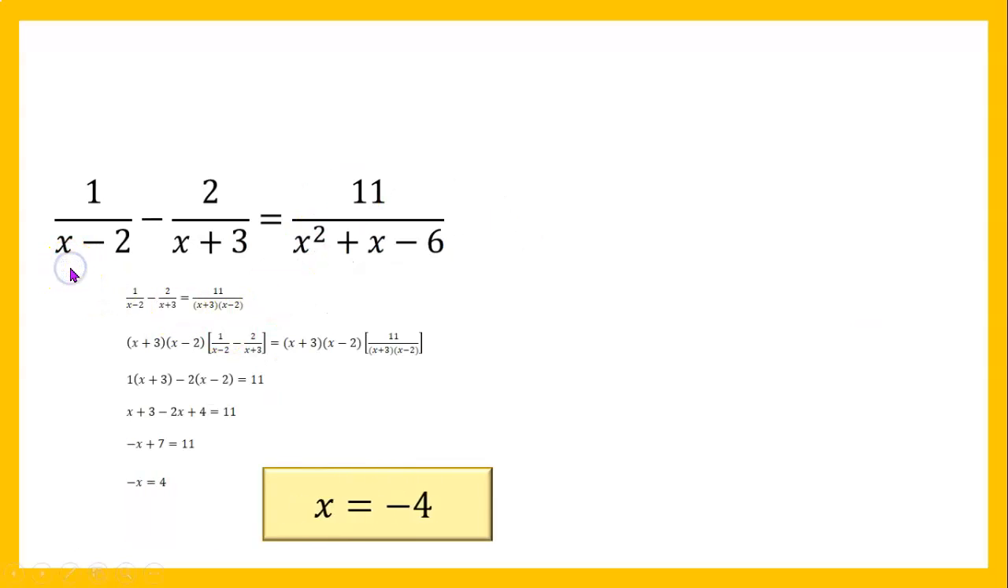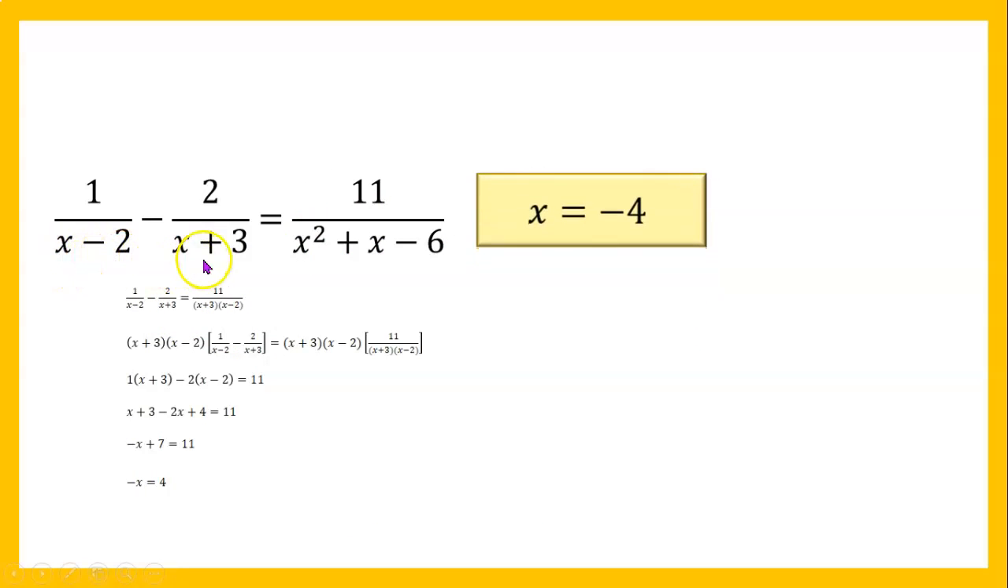but we better check. Does it give us a 0 in any of these denominators? If I put in negative 4 for x, does that make any of these denominators 0? No. So we're good.